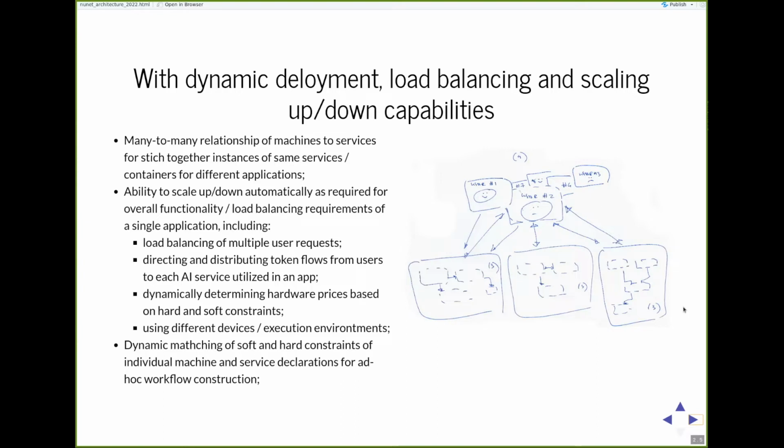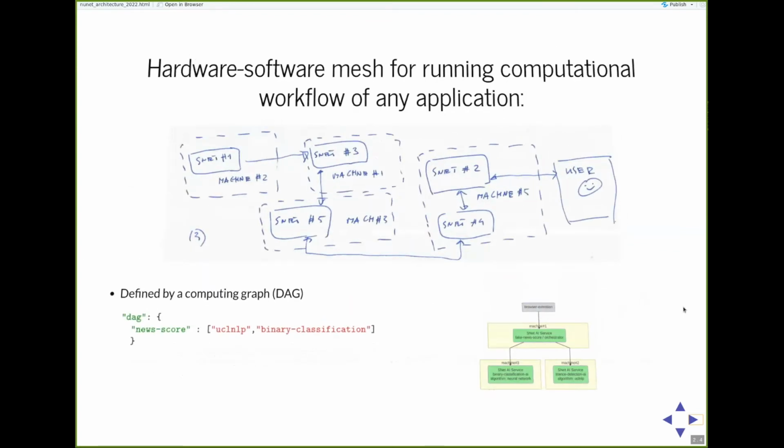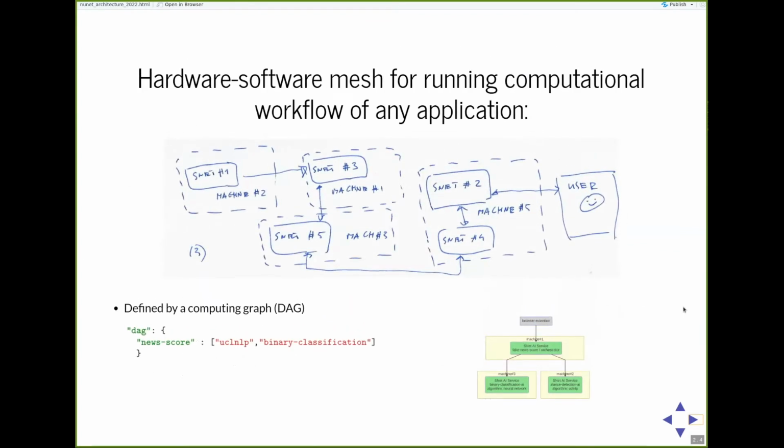So what NuNet as a platform does is it takes all those soft and hard constraints of machines, algorithms, and their capabilities, and tries to search for appropriate machines for appropriate algorithms. It searches and matches them and constructs those workflows, which end up allowing users to get a response to their calls, whatever those calls are.